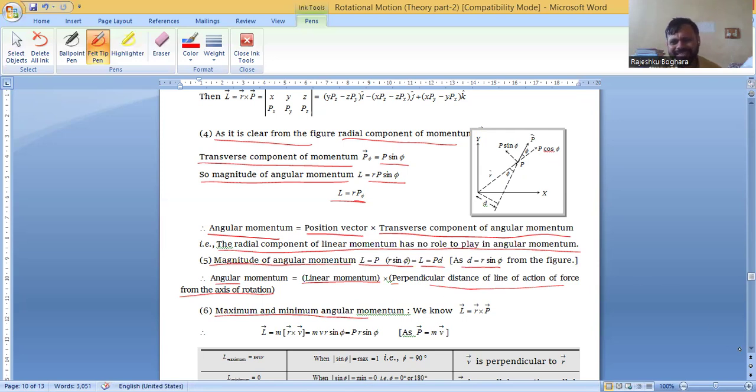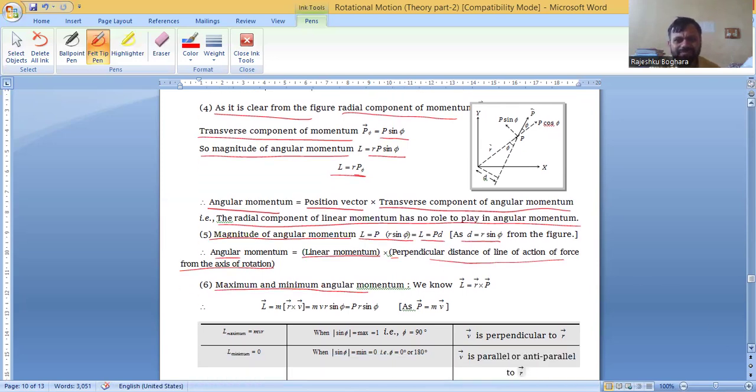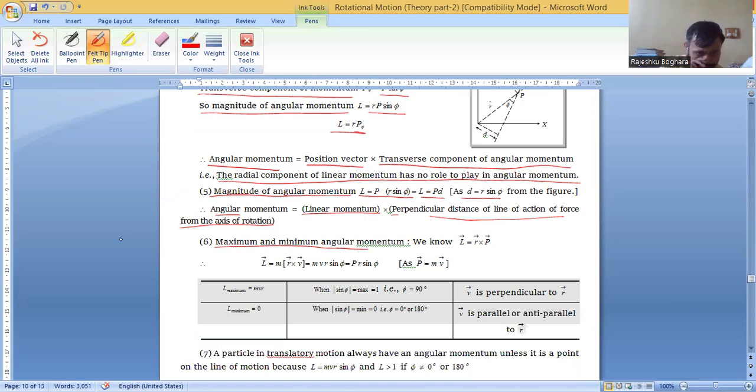Now, maximum and minimum angular momentum. Maximum is MVR when sin phi is maximum, phi equal to 90 degrees, meaning V and R are perpendicular. Then L is maximum. Minimum: sin phi is 0, phi equal to 0 or 180, meaning V and R are parallel or anti-parallel. Then the angular momentum is 0.